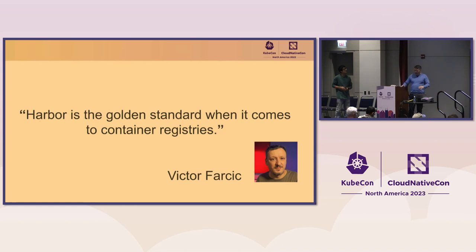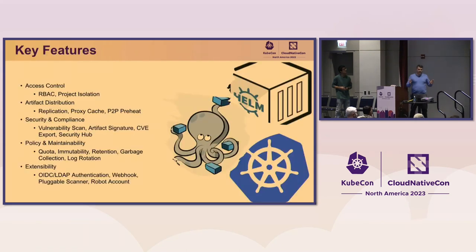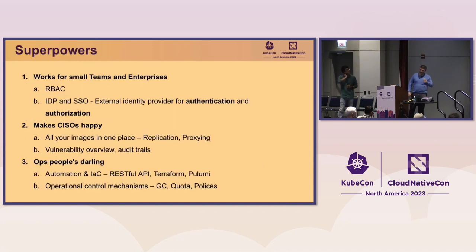And as I said, Harbor has a ton of features, right? It has access control, artifact distribution, security compliance. But with all those features, it's a bit difficult to understand what it actually does. So I'm going to focus a bit on the superpowers of Harbor, and I picked three of those for you today. One of the superpowers of Harbor is that it works remarkably well for small teams.